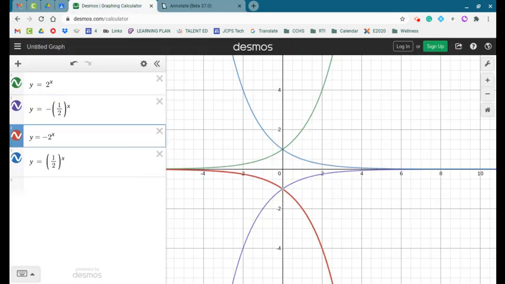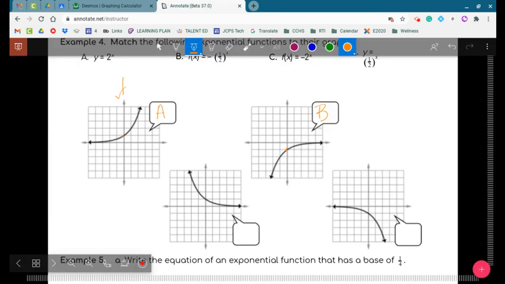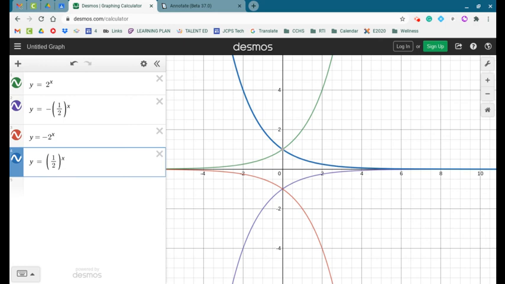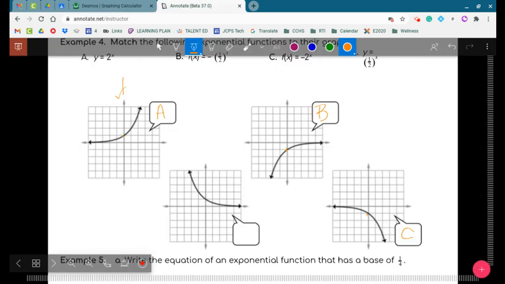Next one, we have y equals -2 to the x. So this one's going down, and it has a y-intercept of (0, -1). So this one would be C. And then D, we have y equals -1/2 to the x. So that one's going down at (0, 1), and it's going down.